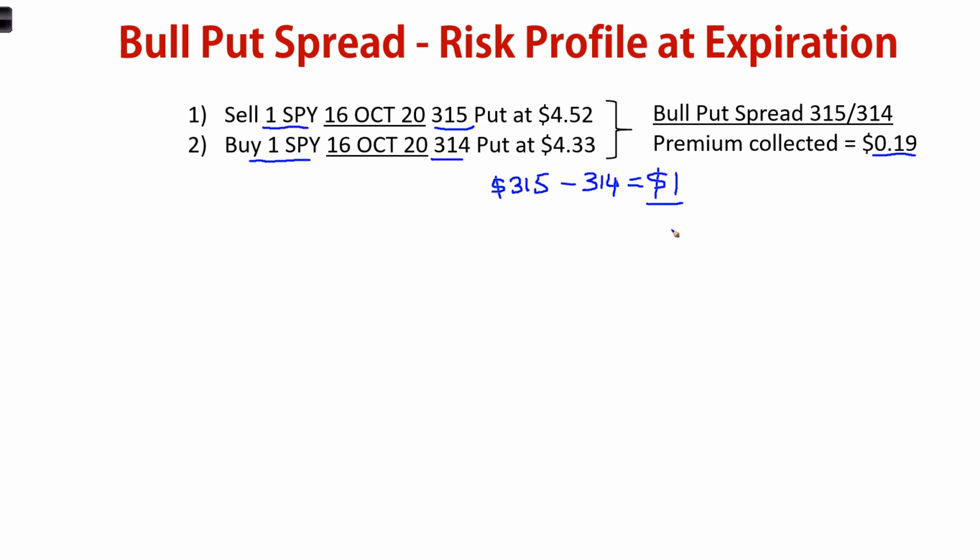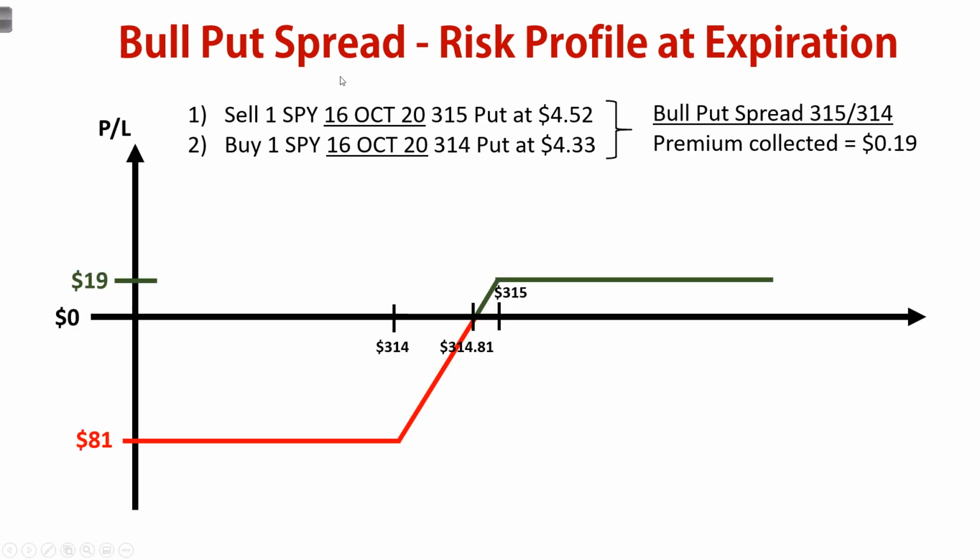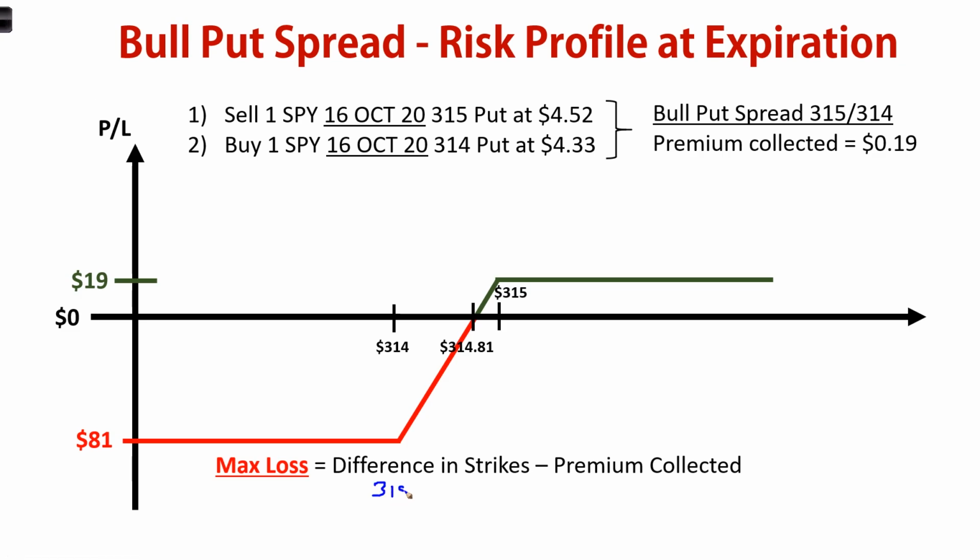Alright, and what I've just explained so far is your risk profile at expiration, and it looks like this. Your max loss is calculated by the difference in strike, which is 315 minus 314, and then minus your premium collected, which is 19 cents. So therefore, the max loss for this bull put spread turns out to be $81, and this will occur if SPY stays at 314 or lower by the time of expiration, which is 16 October.